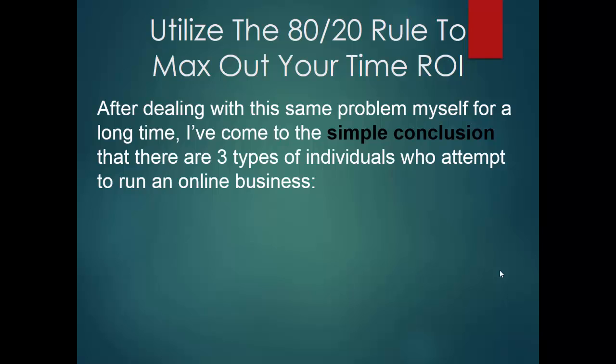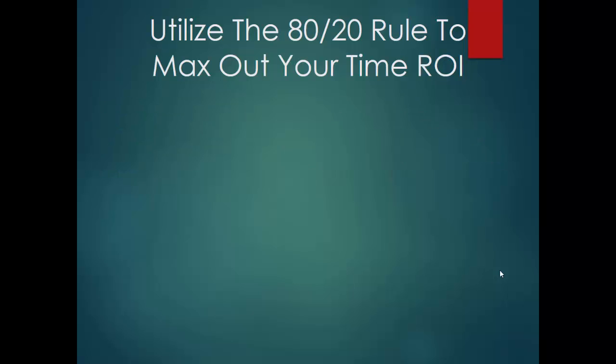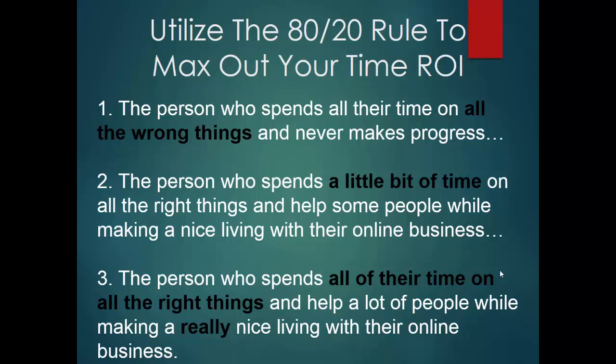And after dealing with the same problem myself for quite a while and having it come up on a regular basis, I've come to the simple conclusion that there are basically three types of people out there who attempt to run an online business. All right, you got that person who spends all their time on all the wrong things and they never make progress.